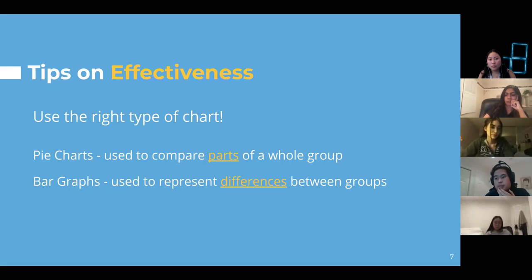The first thing, it's a bit of a no-brainer, but use the right type of chart for your data. Understand the strengths and intended uses for each type of chart or tool. One of the biggest violators of charts and data visualization errors are pie charts. Pie charts are always tricky due to how easily you can misuse them. Just know that pie charts are used to compare parts of a whole group, or for proportions, while bar graphs are used to represent differences between groups. Remember that for later.